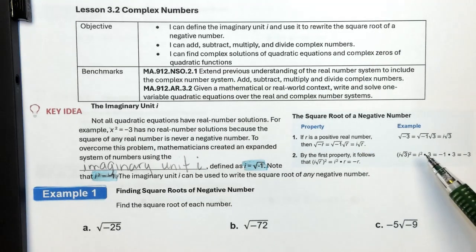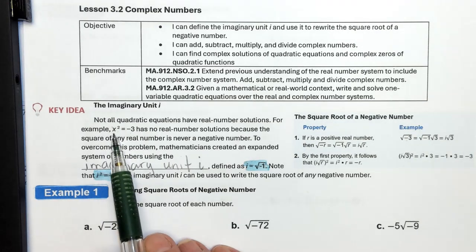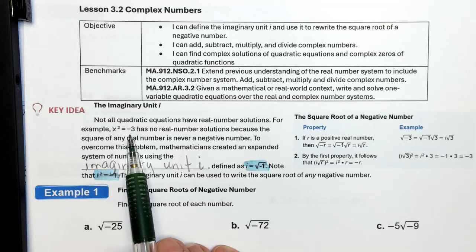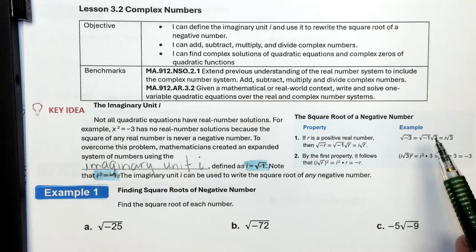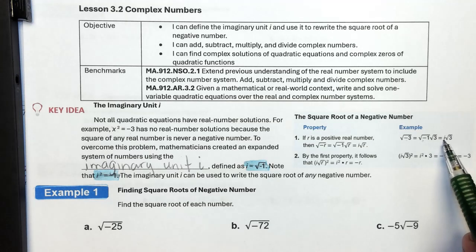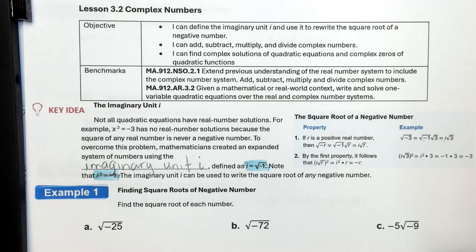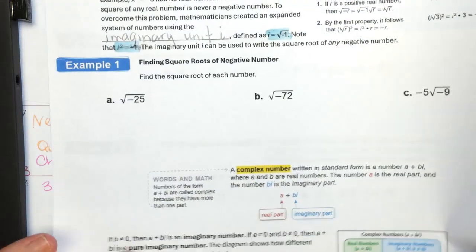So we have some examples over here. In order to find the square root of a negative number, remember, there's no number times itself that would equal a negative. So we're going to find the square root of -1, and we're going to replace that with i. Then we have a positive square root, and we can continue on. So let's look at an example.